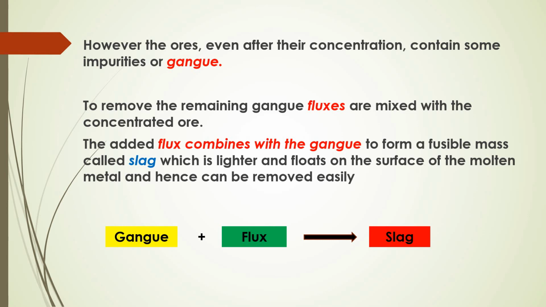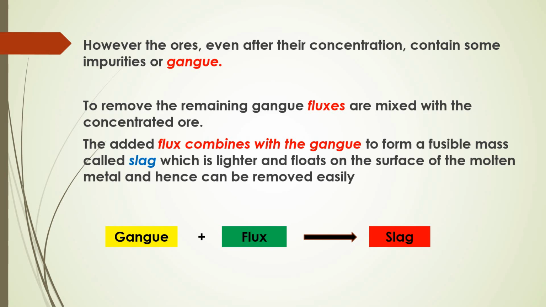However, the ores, even after their concentration, contain some impurities or gangue. After the concentration process also some impurities remain. To remove this remaining gangue, fluxes are mixed with the concentrated ore, and we know what fluxes are. Fluxes are substances added to gangue to remove it. Now when the flux is added, this flux combines with the gangue to form a fusible mass called slag, which is lighter and floats on the surface of the molten metal and hence can be removed easily.